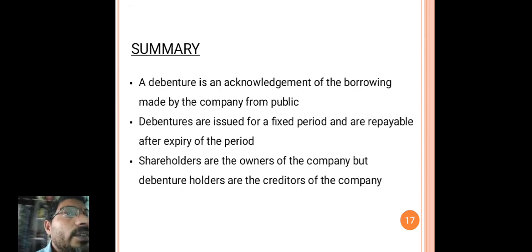There are different kinds of preference shares, and there are different kinds of debentures. In the last class, I have explained different kinds of preference shares, and in this class, I have clearly explained you the different kinds of debentures: registered, convertible, secured, unsecured, and non-convertible, redeemable debentures.